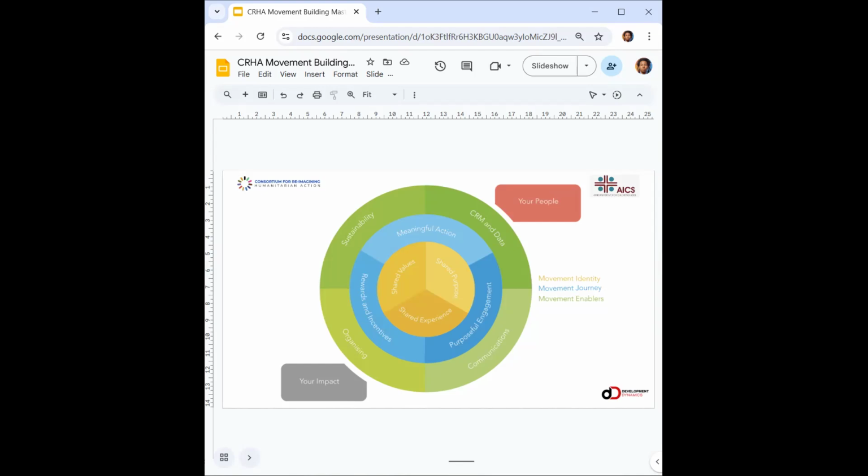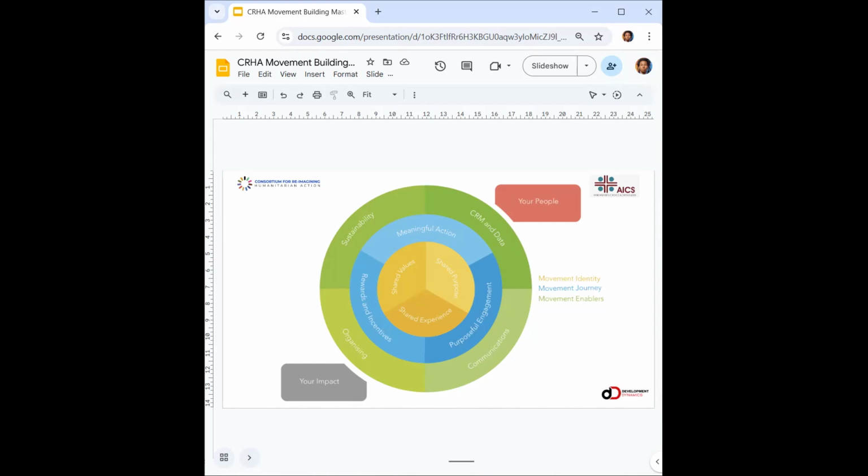And then finally, what's the data that we're collecting? Who are the people that we're reaching? What's that community that we are creating? And how do we ensure that our community continues to grow and thrive? And that's why you can see on the sides, we have the aspect of our people and our impact.